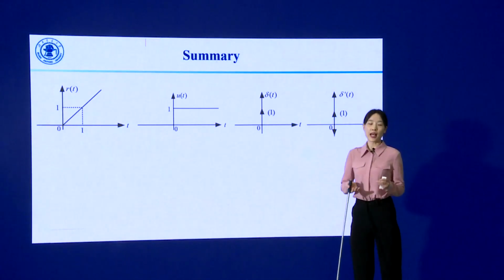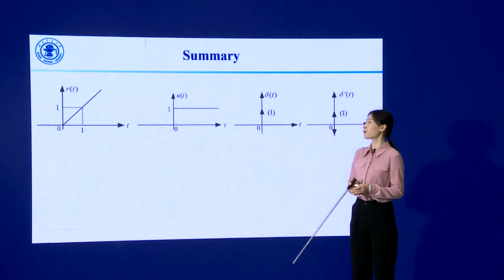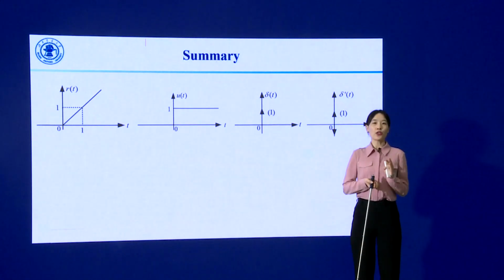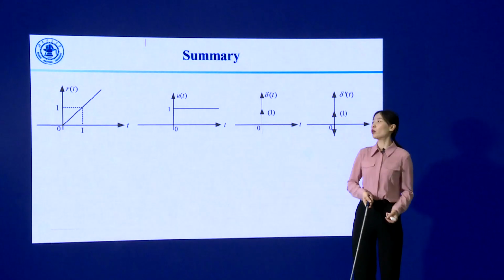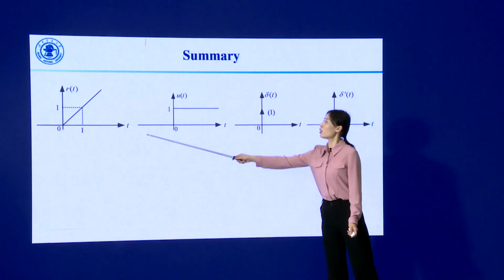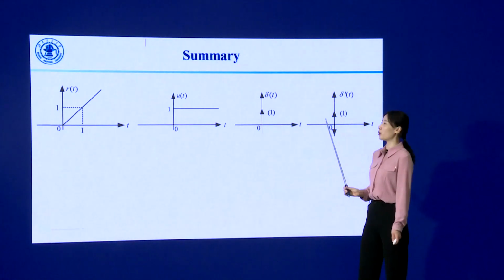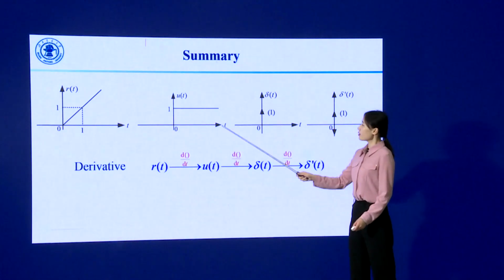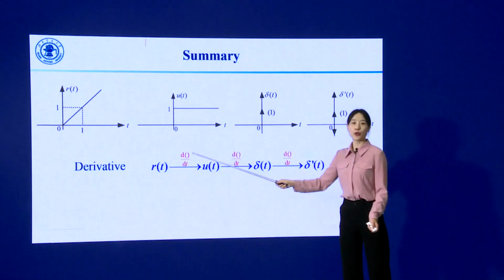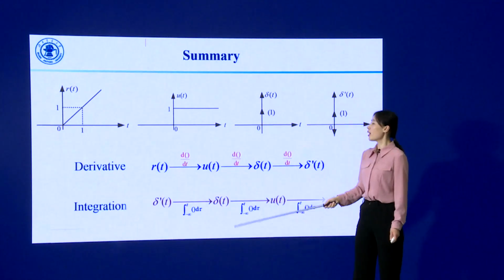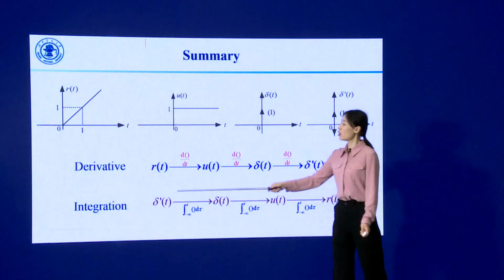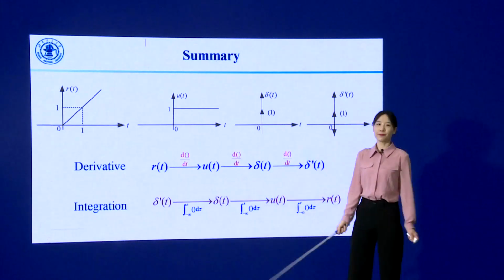Now let's give a summary for this lecture. In this lecture, we introduce some singularity signals, including r of t, u of t, delta of t, and the doublet signal. These signals have derivative relations, and they also have integration relations.